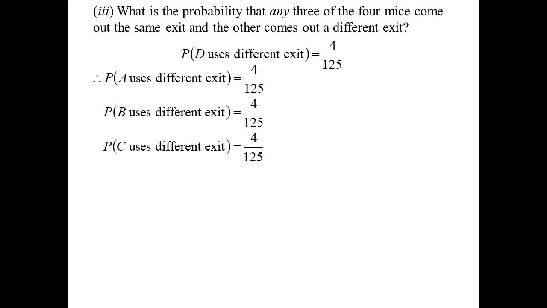The probability that C uses a different exit would be 4 on 125. So the probability that any of those mice use a different exit to the other 3, and the other 3 go through the same door, must be 4 times 4 on 125. 16 on 125.